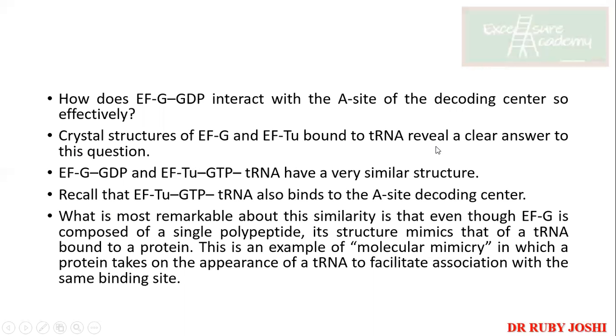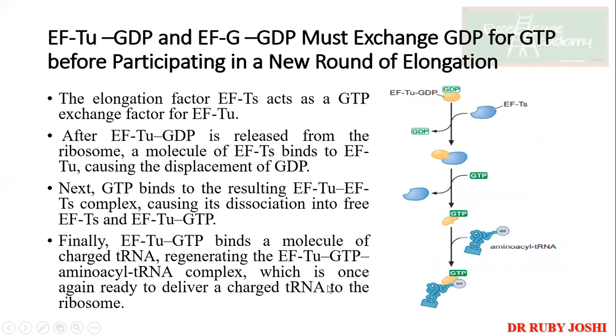And since they are made up of proteins and your tRNA is RNA, they are actually giving a good example of molecular mimicry. That is, they are mimicking the structure even though they are made up of proteins. Elongation factors 2 and G are made up of proteins, but they mimic the structure. They just copy the structure of your tRNA, and hence it is able to effectively carry out the translocation.